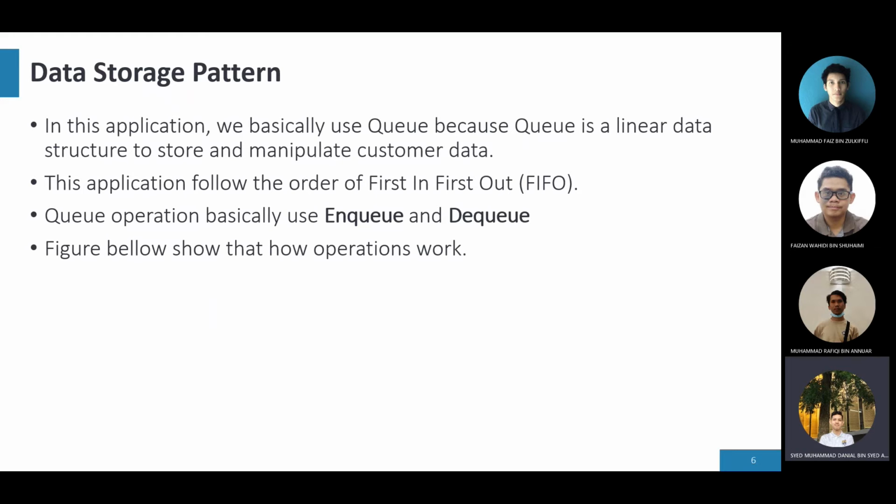Okay. Data storage pattern. In this application, we basically use queue, because a queue is a linear data structure to store and manipulate customer data, where we can record the details of it. This application also follows the order of first in, first out. Queue operations basically use enqueue and dequeue. The figure below shows how the operation works.